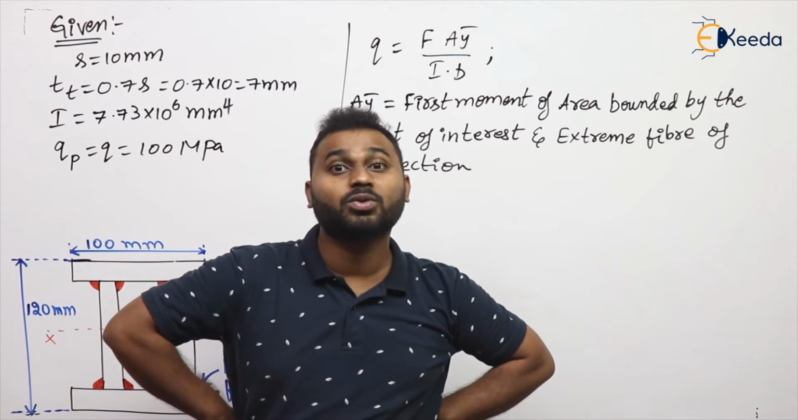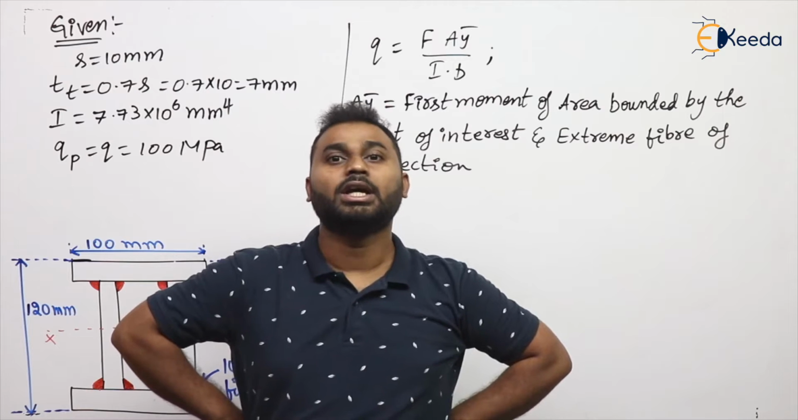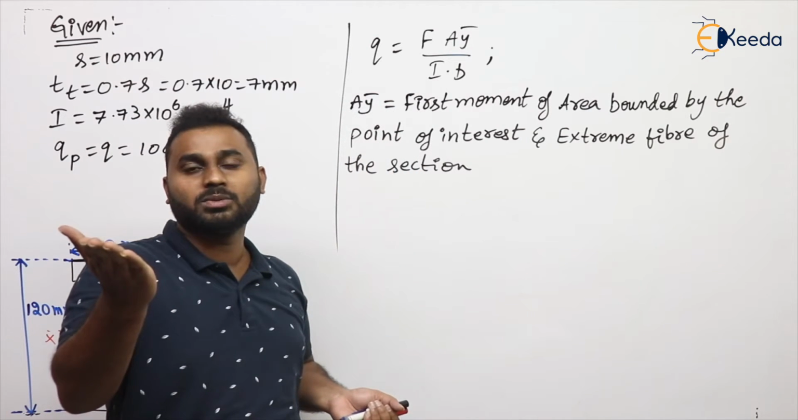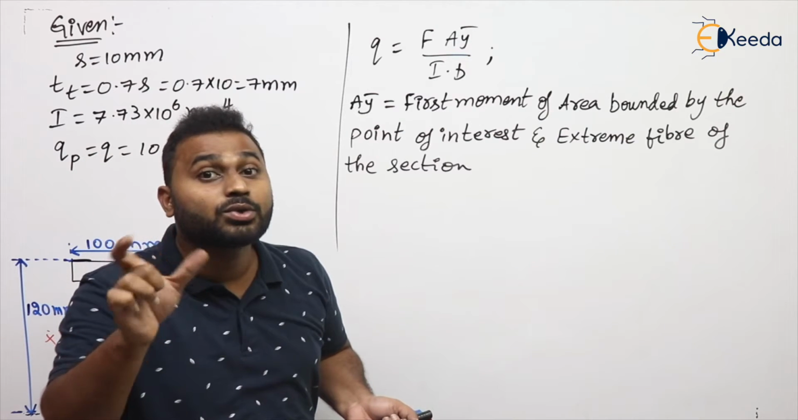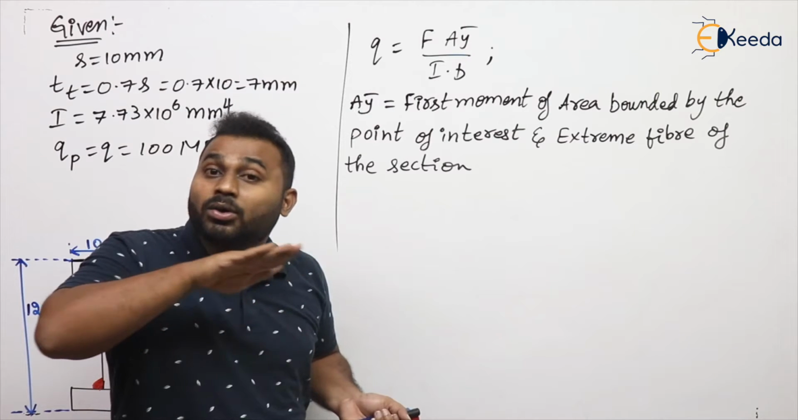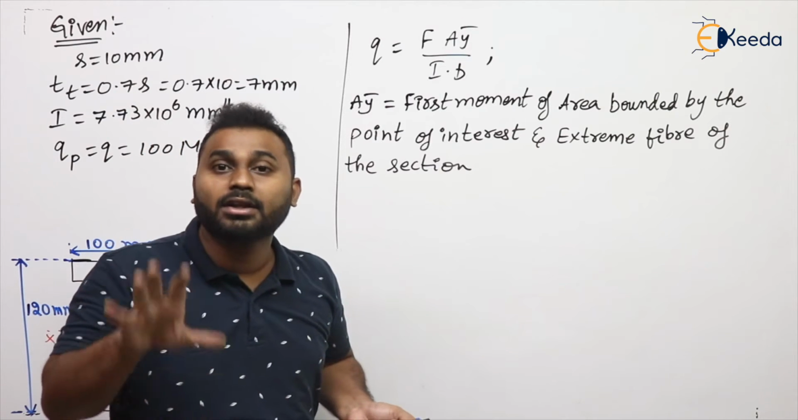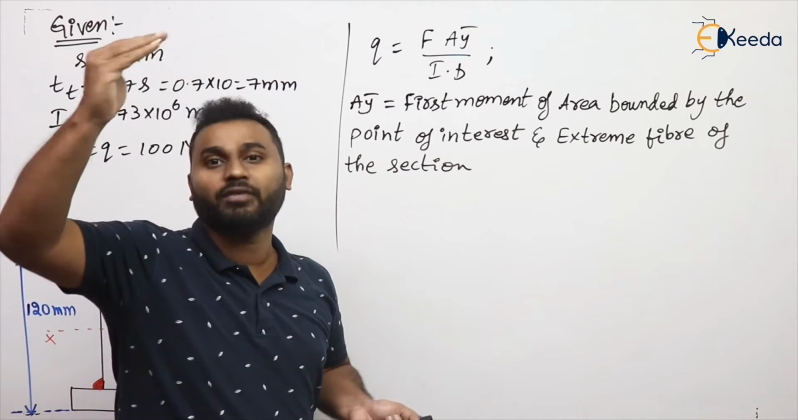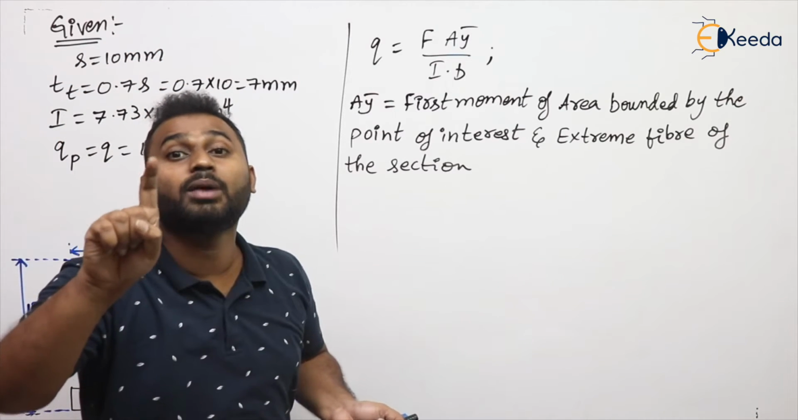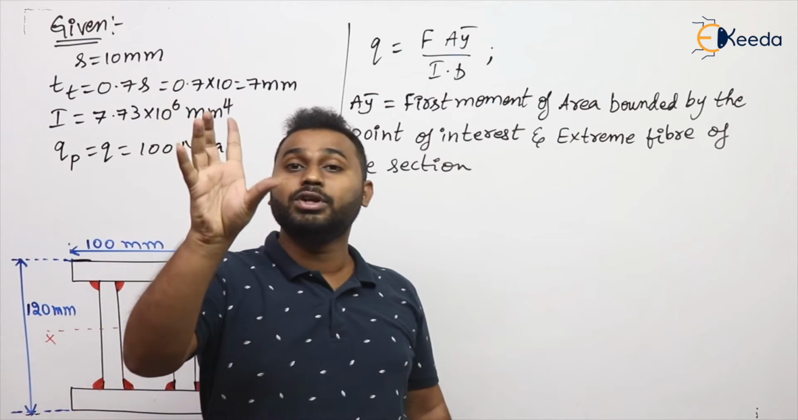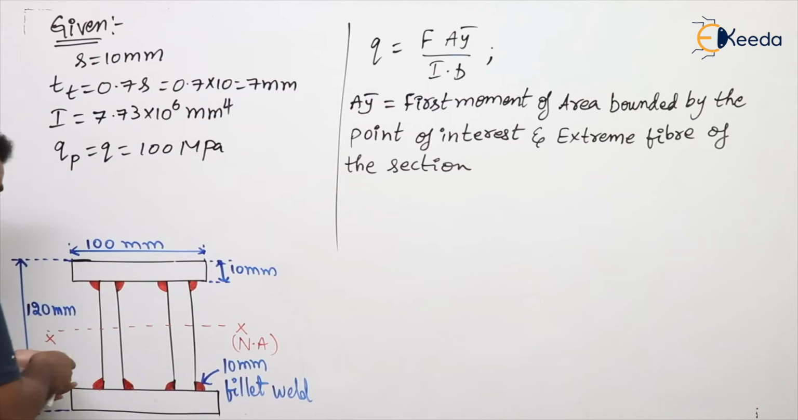Yes or no? That is what the point clearly mentioned in the question. It means wherever the fillet weld is present, at that location we need to take B. And at that location is only our point of interest, or at that location only shear stress is to be calculated. So from that location to the extreme fiber, we need to take the moment of area about neutral axis. Is that clear, everyone? So just because of that point, we need to consider this section for calculating AY bar.